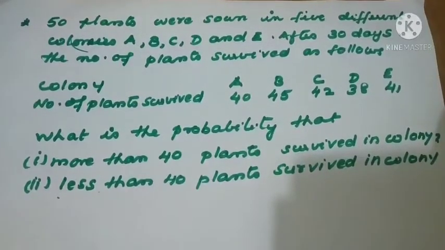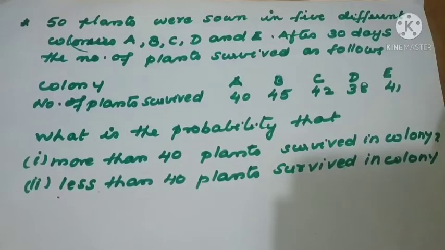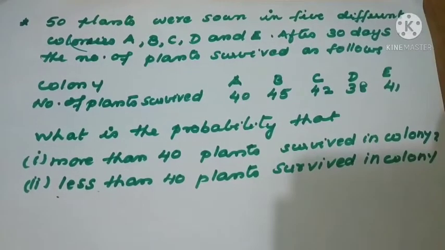50 plants were sown in 5 different colonies A, B, C, D and E. After 30 days, the number of plants survived is as follows. Colony A, B, C, D, E: number of plants survived is 40, 45, 42, 38 and 41. What is the probability that more than 40 plants survived in the colony and less than 40 plants survived in the colony? So here what is the number of colonies? 5. Number of colonies are 5 only. So out of 5, how many are favoring the question?